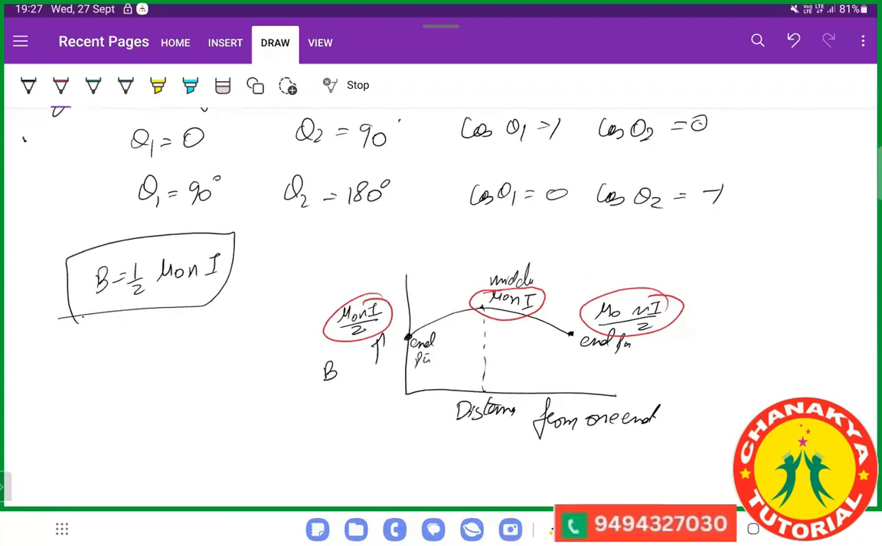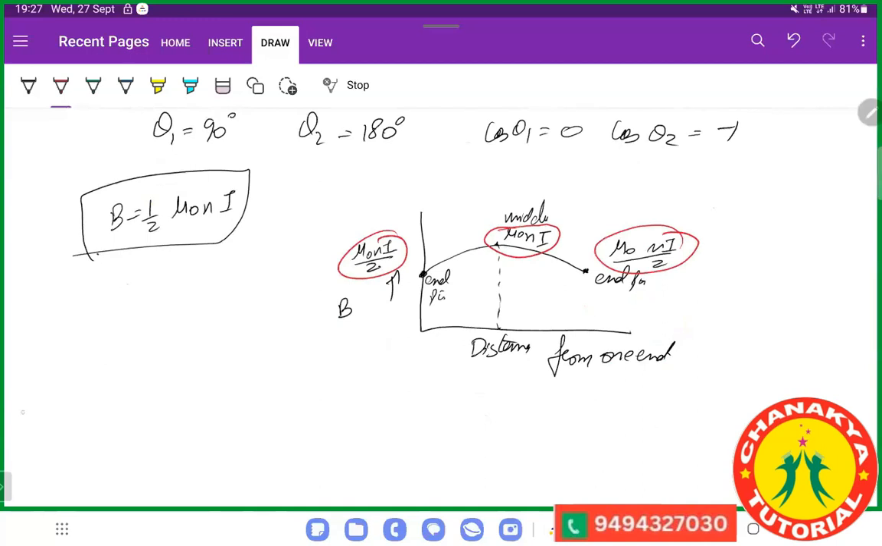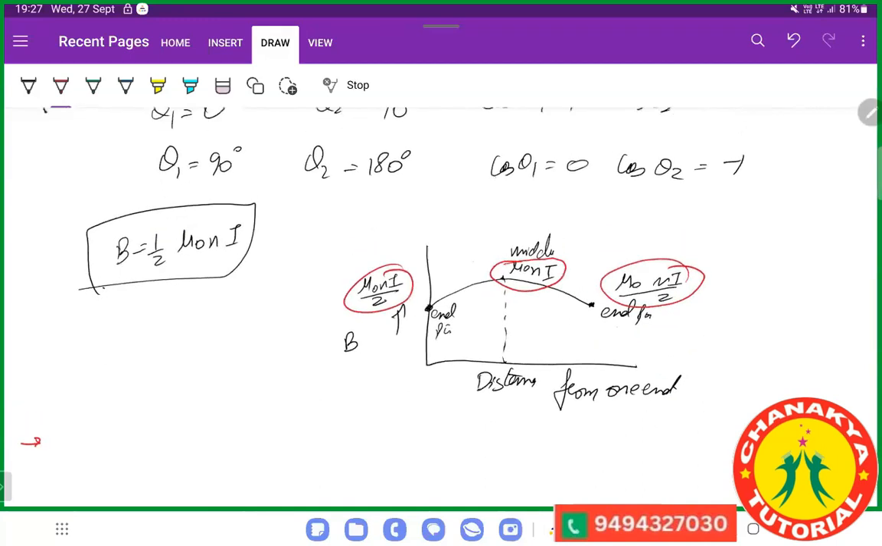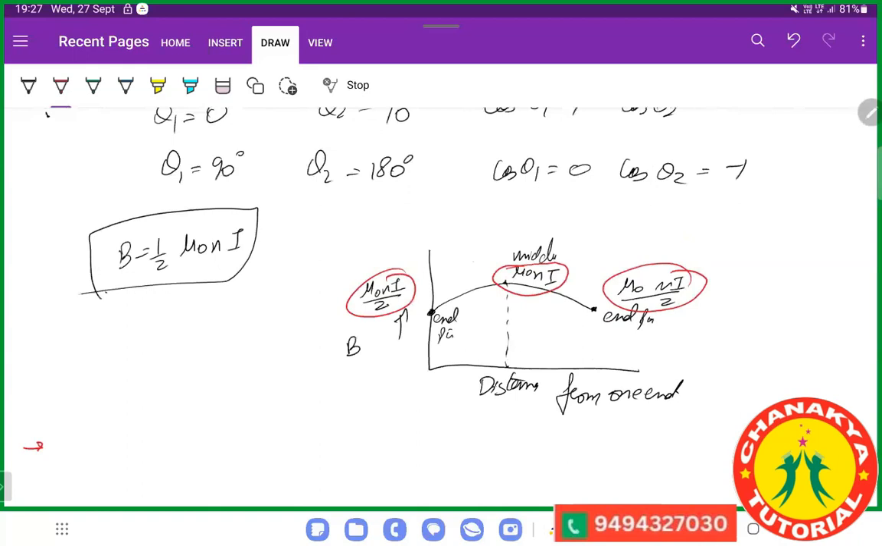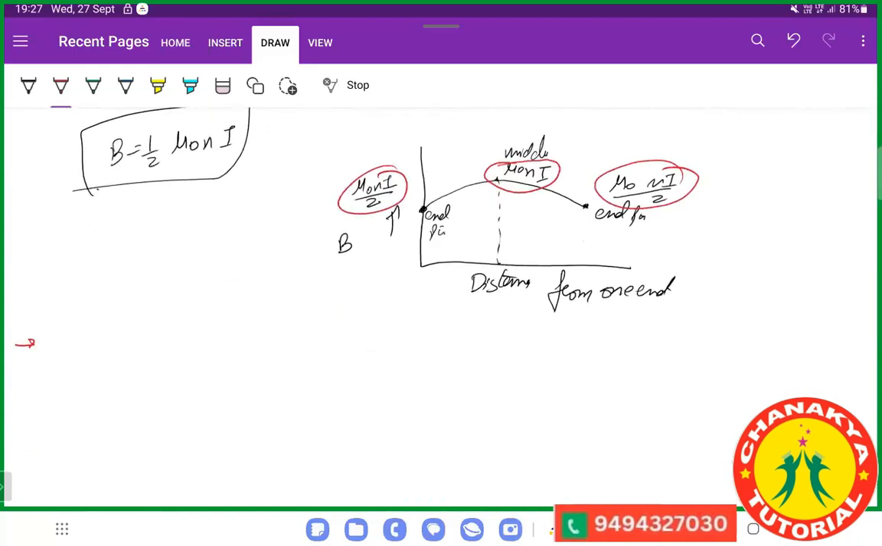So from this, we can write the conclusion. Let's write the conclusion, because I guess you will forget whatever I said just now. If you are not, it's good. So what I said, yeah.